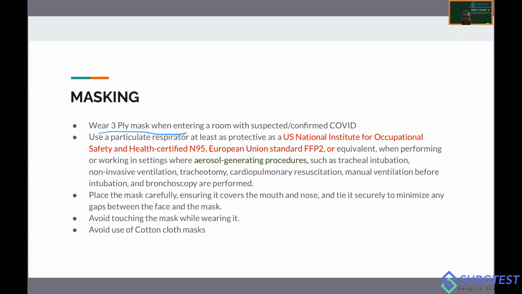Only when you're working in an aerosol generating procedure or in a room where aerosols are going to be generated, tracheal intubation, NIV, tracheostomy, CPR, manual ventilation, bronchoscopy, that is the only time recommendations say that you should be using an N95 respirator mask, FFP2 masks. Am I clear? So the recommendation is 3-ply masks.